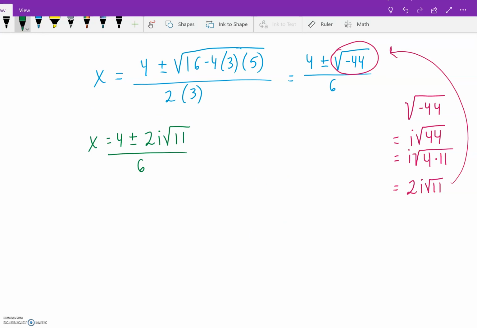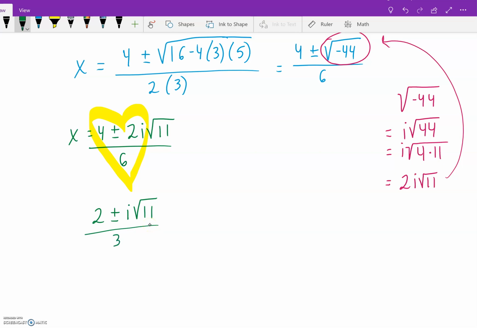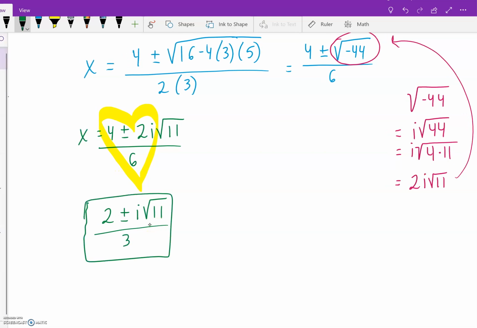So I wrote the simplified version in green right here, and we'll see one more thing that comes into play with this one. We have a 4, 2, and a 6. We always want to be sure that our answers are in simplest form, and in this case we can use that heart like we've done before. Do a little heart action like we have done with our quadratics, and we can simplify this. So in this case we can take out a 2 from each of these, and we will be left with 2 plus or minus i rad 11 all over 3. There we go. So this is going to be our complex root for our quadratic.